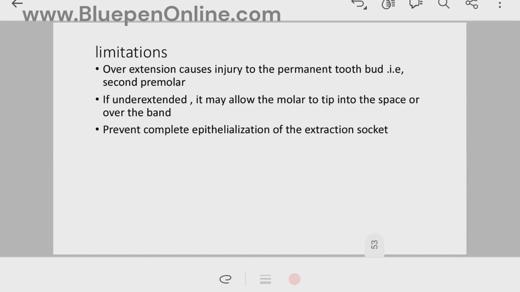Overextension causes injury to the permanent tooth. If it is an overextension, there is a high chance of damaging the permanent tooth inside. If underextended, what happens? It may allow the molar to tip into the space over the band. So you have to take care in both ways. Okay. Now, it prevents complete epithelialization of the extraction socket.